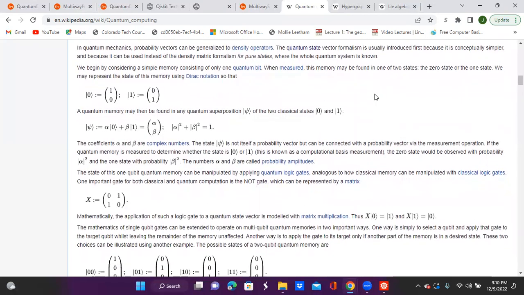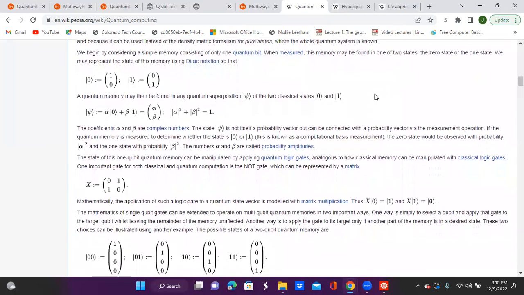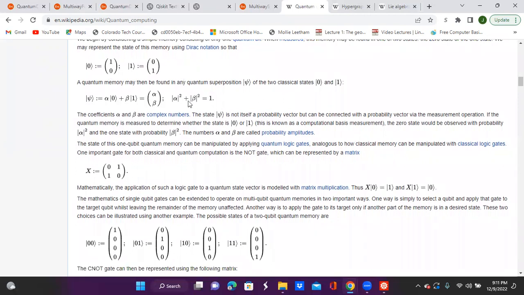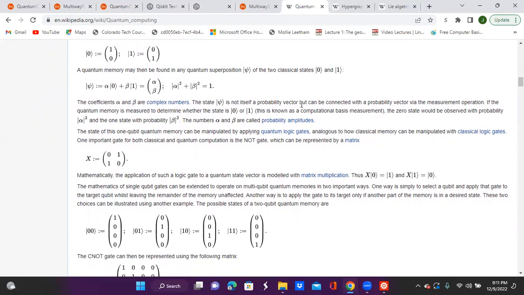We begin by considering a simple memory consisting of 1 quantum bit. When measured, this memory may be found in one of 2 states, the 0 state or the 1 state. We may represent this state of memory using the bra-ket notation, so that the 0 ket is the (1, 0) state, and the 1 ket is the (0, 1) state. Quantum memory may then be found in any quantum superposition psi of the two classical states 0 and 1: psi = alpha|0> + beta|1>, where |alpha|^2 + |beta|^2 = 1.